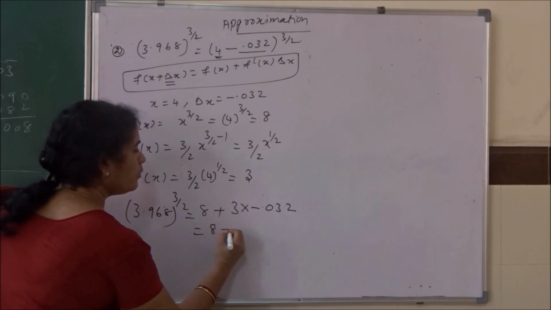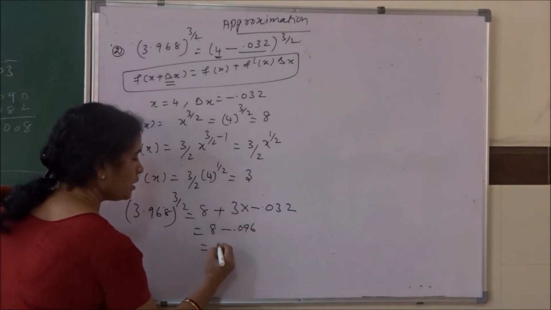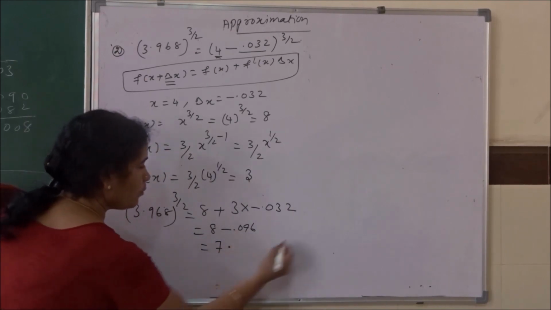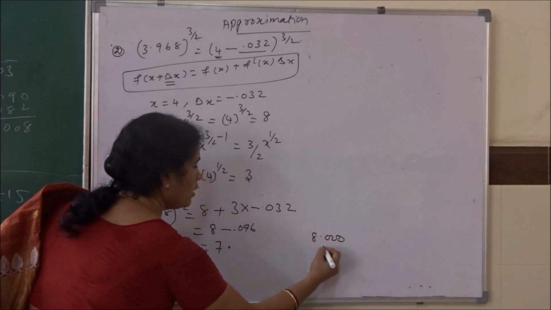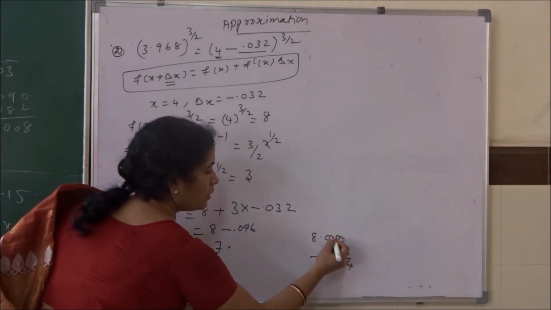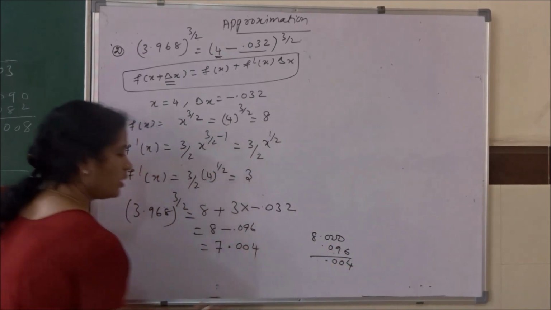Now that is equal to 8 minus 0.096. That is approximately 7.904. Clear to you?